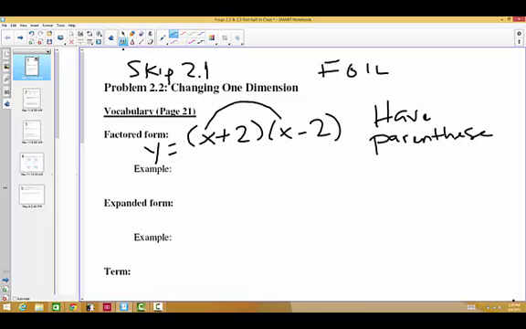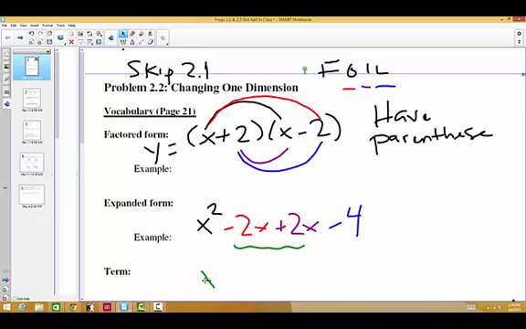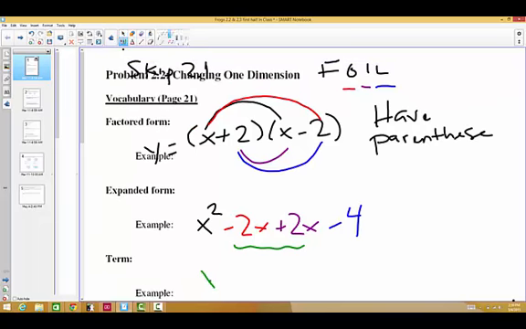So this is your first, which is x squared. And this is your outer, which is your minus 2x. And this is your inner, which is your 2x. And this is your last, which is a negative 4. You then need to make sure you put the like terms together. So this is x squared. Minus 2x and plus 2x cancels. It's a 0x, so you don't need to write that at all. x squared minus 4.